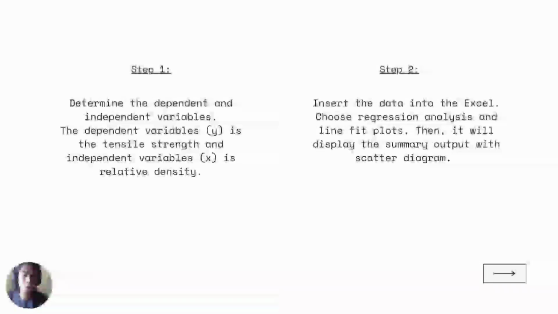For step 1, we need to determine the dependent and independent variables. The dependent variable, or y, is the tensile strength, and the independent variable x is the relative density, based on the table that was provided in the Excel before. Then step 2 is to insert the data into Excel and then choose regression analysis and line fit plots. Then it will display the summary output with the scatter diagram.